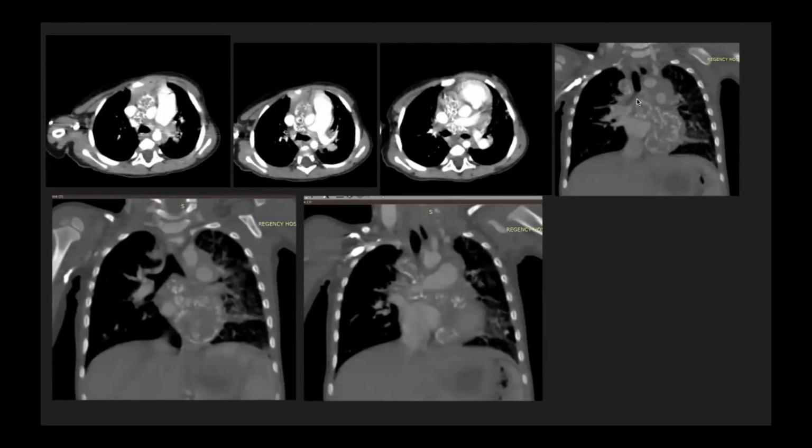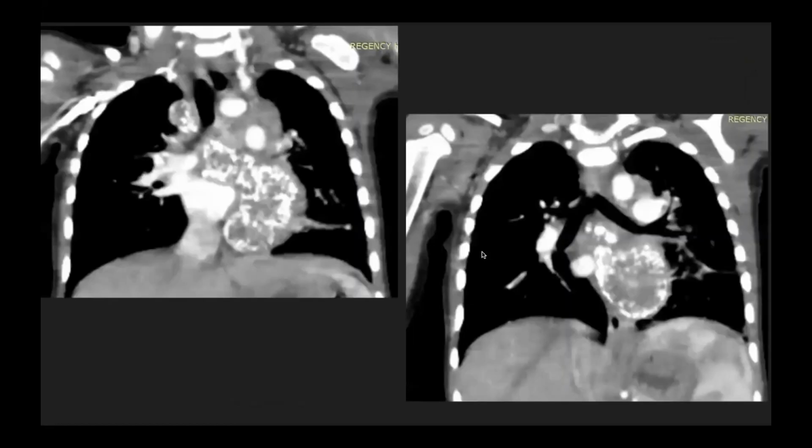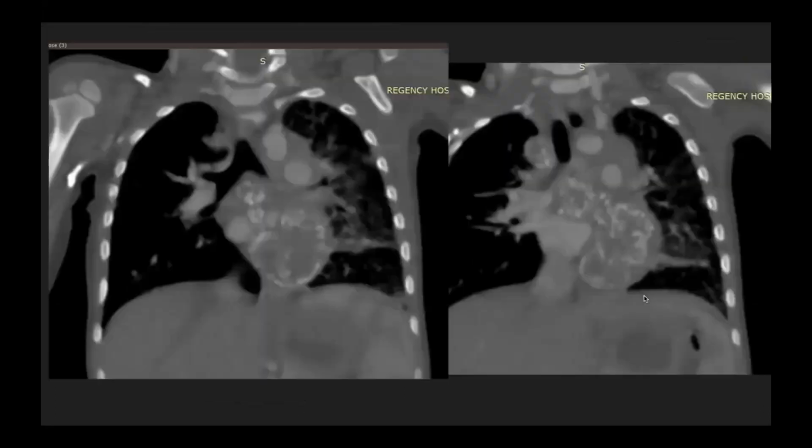Otherwise, no mediastinal mass would have taken such a shape, going between the IVC and the aorta, as well as going within the atrioventricular sulcus. So these are the coronal images showing the shape of the lesion. Clearly, this is an intrapericardial lesion showing heavy calcification. There is dense calcification within the lesion along with some soft tissue component.